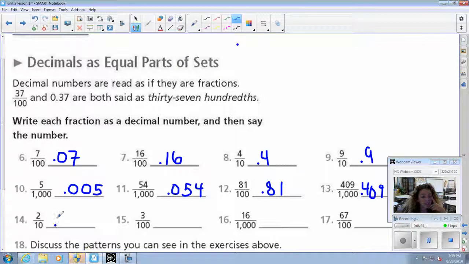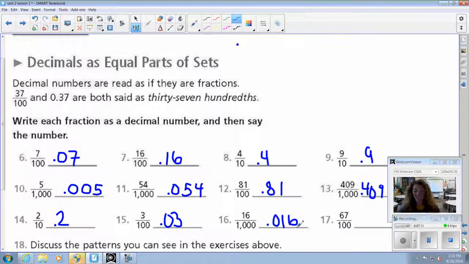2 tenths. 2 right after the decimal. 3 hundredths. Got to have a 0 and then a 3. 16 thousandths. Got to have a 0 because there's nothing in the tens place value. I need to end up in the thousands place value. There's my thousands place value.